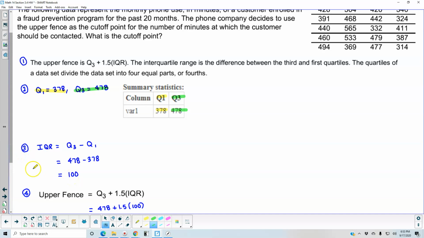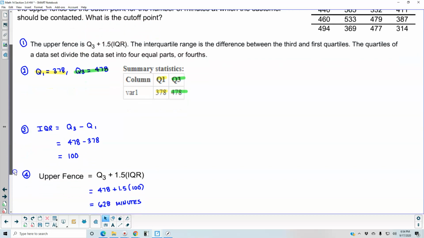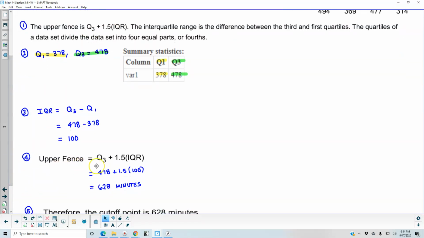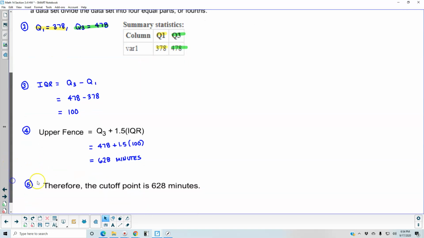And so again, what we're interested in is the upper fence, because we want to know what that cutoff point is for the upper fence. So the formula is quartile 3 plus 1.5 times the interquartile range. So we're going to take 478 plus 1.5 times 100 to get 628 minutes. And so therefore, the cutoff point is going to be 628 minutes.